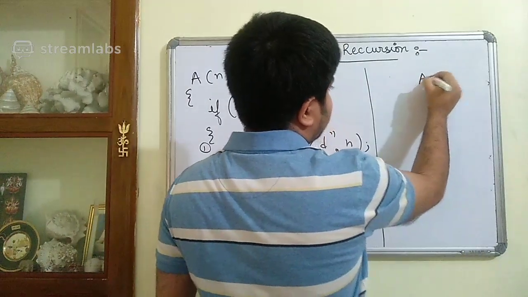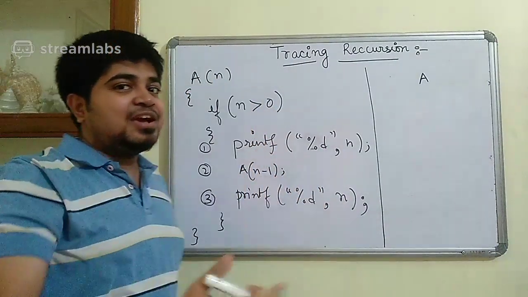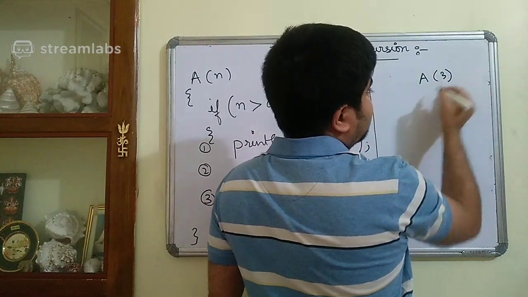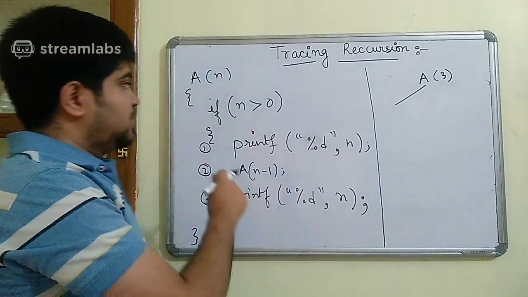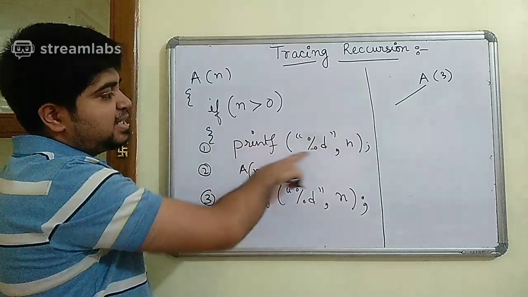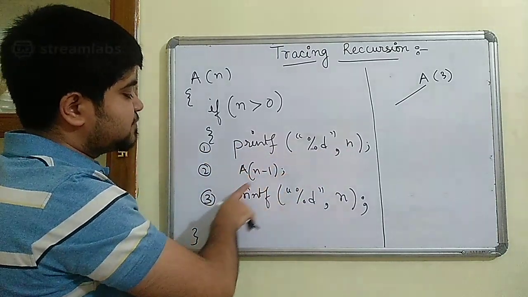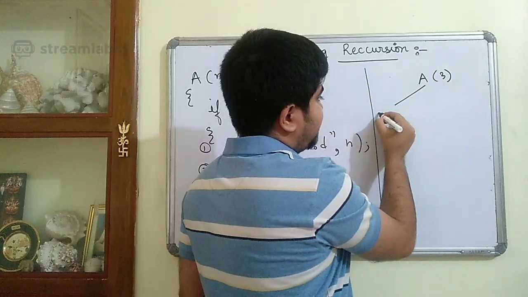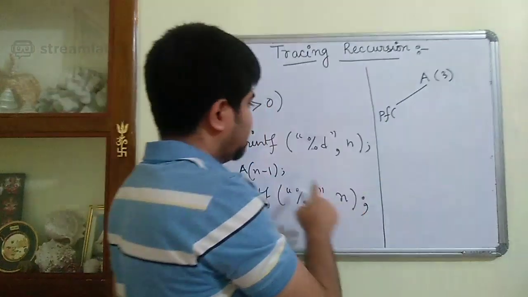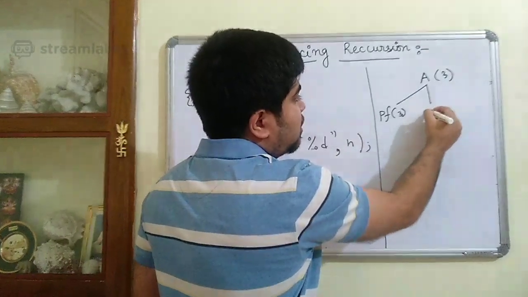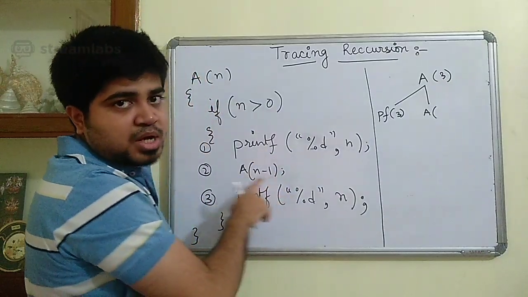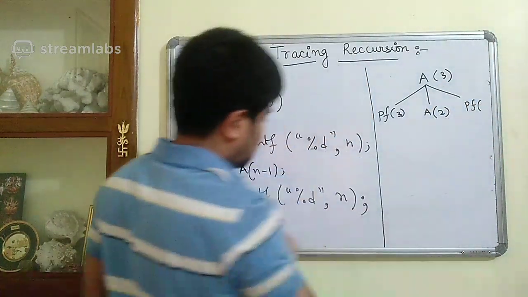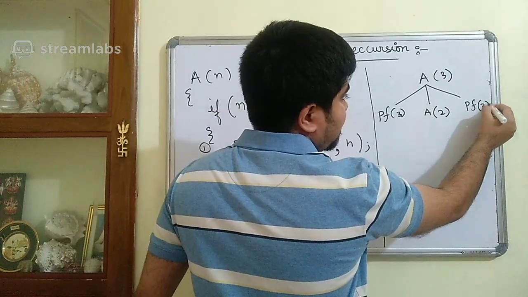We have a of, let's say, a of 3 is called. N is equal to 3. So over here a of 3, what are the 3 lines that we have? Printf n, a of n minus 1, and printf n. So 2 printing, 1 calling, right? So what is printed? N. What is called? A of n minus 1, that is a of 2. And what is printed? N.